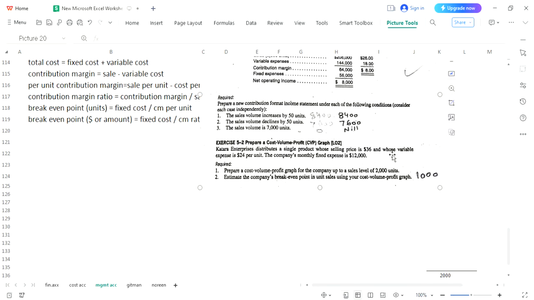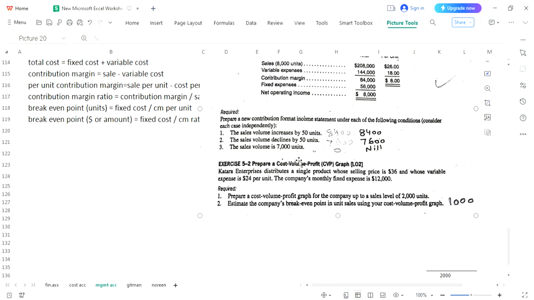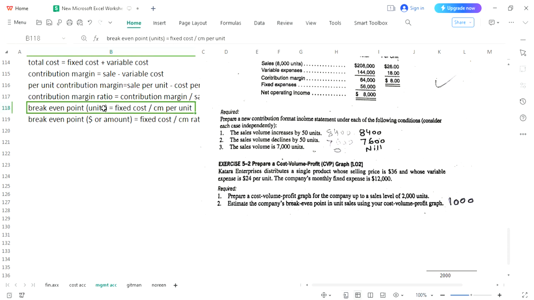In our question, what is being discussed, you will have to see. Okay, enterprise distributes a single product whose selling price is 36 and whose variable cost is this. The company's monthly fixed expenses are 12,000. Prepare a cost volume profit graph, sale level 2000, and break even point unit sales. This is your break even point in terms of units. So you can calculate directly, but what is he saying? To prepare a cost volume graph and use this graph to calculate your break even point.